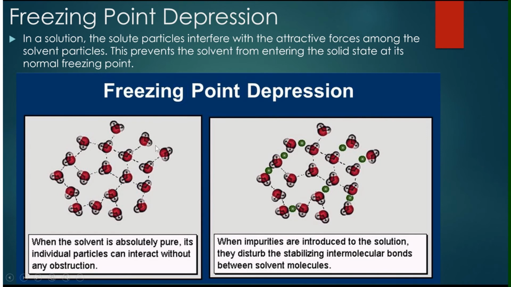So again, here's pure water. And again, if it were to turn to solid, we would need all these water molecules to kind of get stuck into a crystal lattice. If I had salt particles, I look over here on the right, these green dots are my salt particles. They're going to disrupt the water-to-water interactions. So there are not as many water-to-water interactions. That makes it harder for the water to form the crystal lattice. And therefore, it lowers the temperature at which water will freeze.